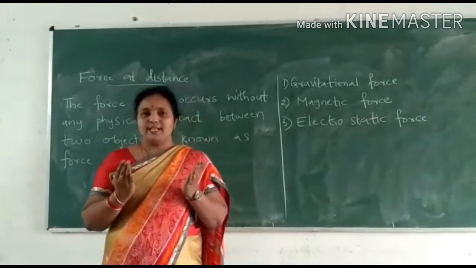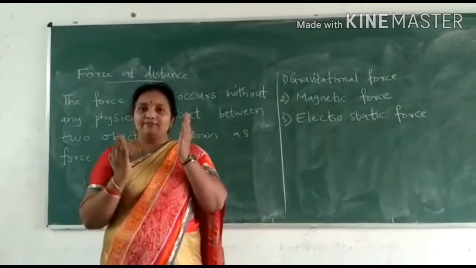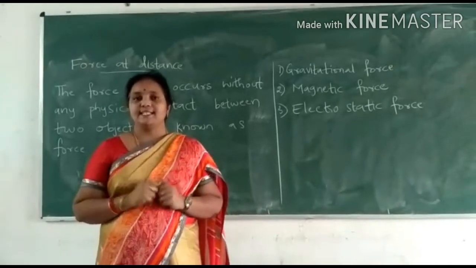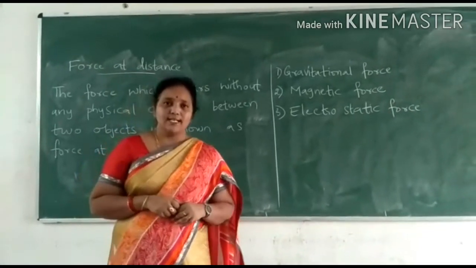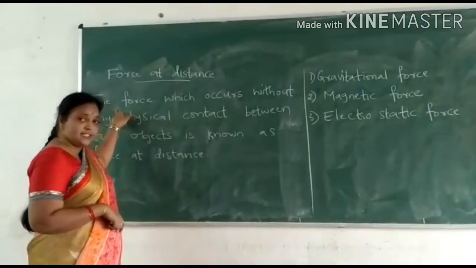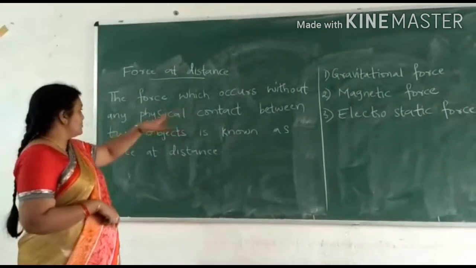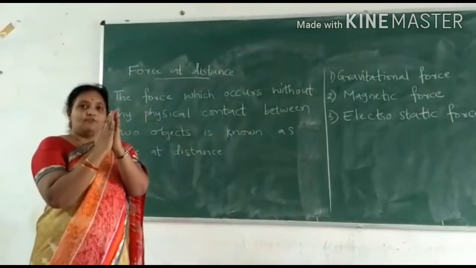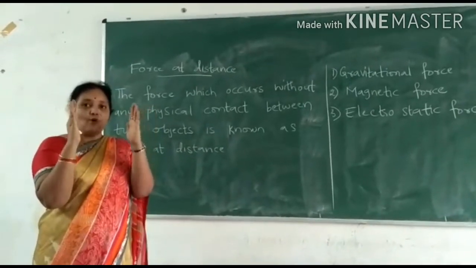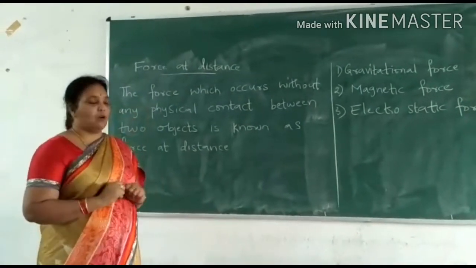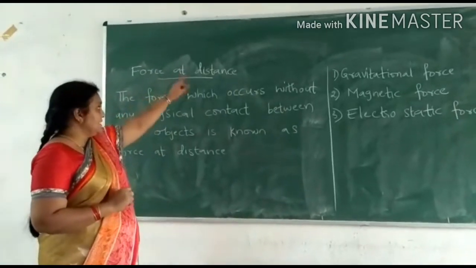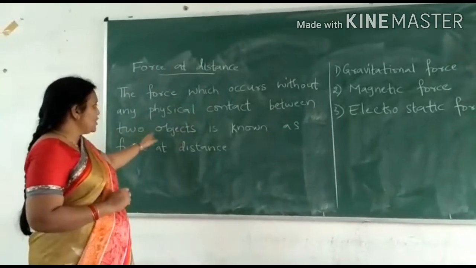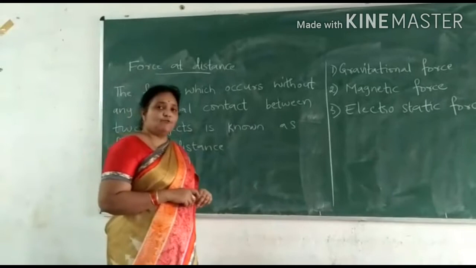Now, when two objects are far from each other and an object applies force on the other object, being at distance, that force is called a force at distance. Let's see the definition. The force which occurs without any physical contact. That means two objects are far from each other without touching and having force between them. Such a force is called a force at a distance.